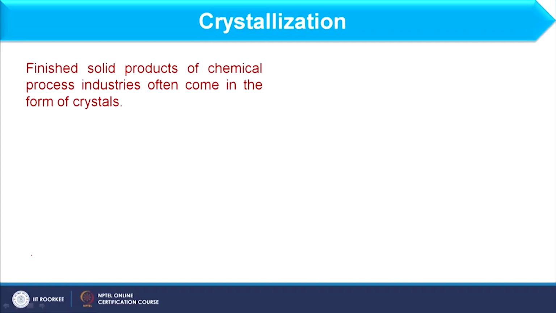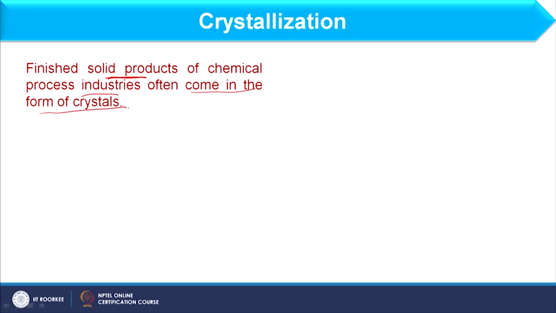But in chemical engineering processes, some of the products are formed in a definite shape. I am not speaking about the size, which may vary, but the shape will be very definite. Okay. So that shape we call a crystal. When the product is made in the form of crystal, the process by which it is made, we call that crystallization. So in this lecture we will consider the crystallization process in detail. So as I have told you, finished solid products of chemical process industries often come in the form of the crystal.